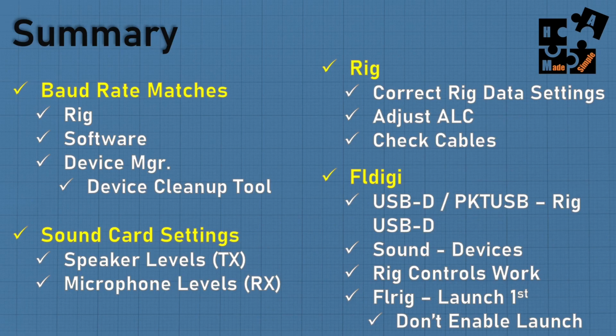Make sure your rig control works. If you're having issues on that, go back in. Could be a COM port issue. COM ports could change. And if you're using an external sound card, make sure you're using the enhanced COM port number that you need to use. Within Fldigi, make sure that you don't enable an auto launch for both FLRig and Fldigi to operate at the same time. Launch FLRig first, and then have a clean launch of Fldigi.